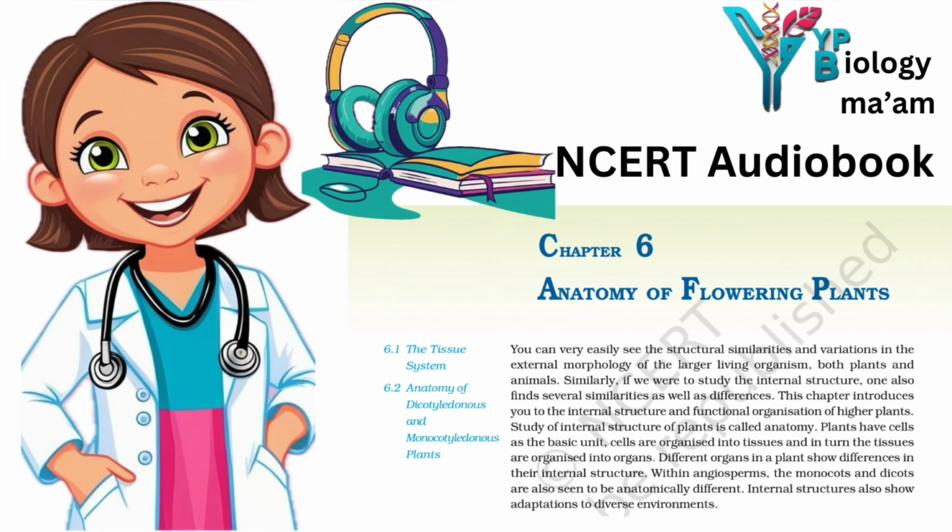6.1.2.2 Complex tissues. The complex tissues are made of more than one type of cells and these work together as a unit. Xylem and phloem constitute the complex tissues in plants. Xylem functions as conducting tissue for water and minerals from roots to the stem and leaves.